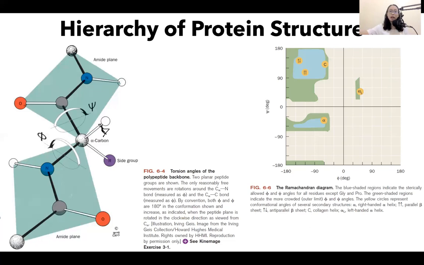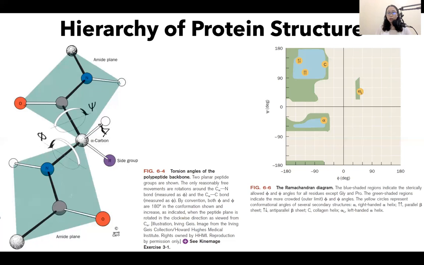Now, these two angles can be plotted on an xy coordinate plane. And in this plane, we can see that not all of the combinations lead to a specific protein structure. In fact, most of them are sort of not favorable structure-wise. So this is called the Ramachandran plot or Ramachandran diagram. And we will see here that the blue regions are those that are allowed. They are the allowed angles.